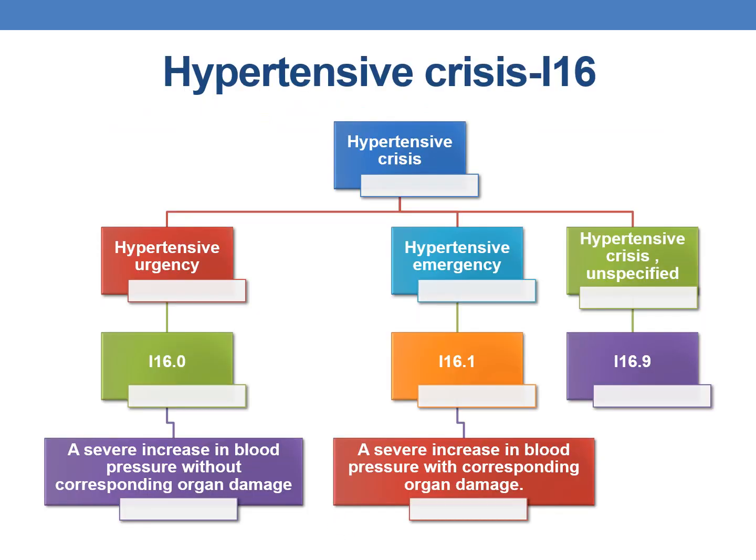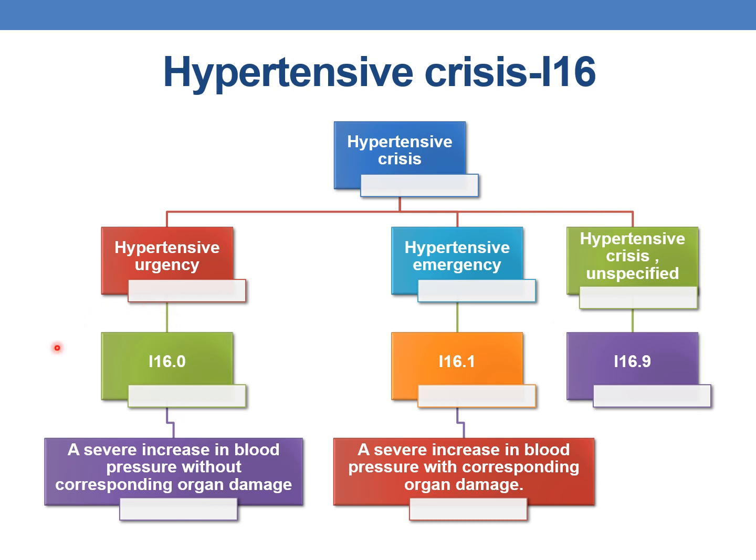Now you can see here various codes. Hypertensive crisis is categorized into hypertensive urgency, hypertensive emergency and hypertensive crisis unspecified. Hypertensive urgency is given by the code I16.0, whereas hypertensive emergency is given by the code I16.1 and hypertensive crisis unspecified is given by the code I16.9.